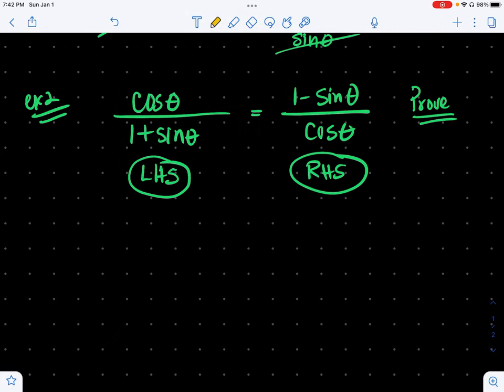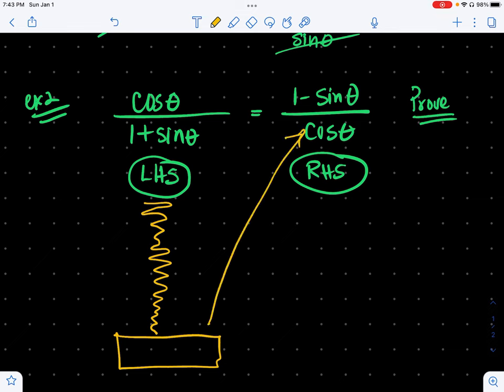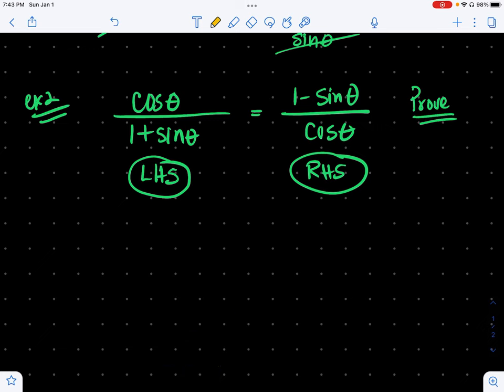So you can pick and choose whichever side you want to work on, but if we decide to work on the left-hand side, then we will keep working on the left-hand side. And at the very end, if the left-hand side looks just like the right-hand side, we have proved it. That's acceptable. You've got to start with one side only. Again, like I said, you can pick and choose the side you want to work on.